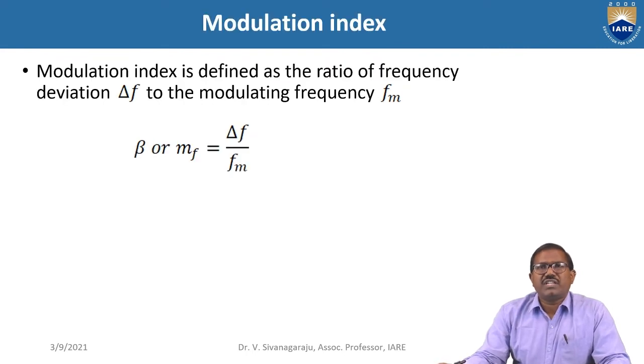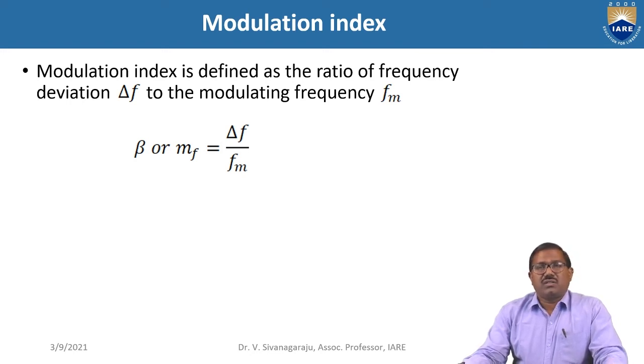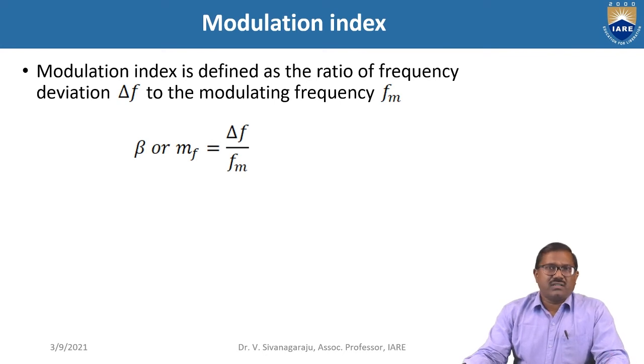And now the modulation index. The modulation index is defined as the ratio of frequency deviation to the modulating frequency. So in the last expression, we gave that beta is equal to delta f divided by fm. So that is our modulation index, whereas in amplitude modulation, we denote the modulation index as mu.